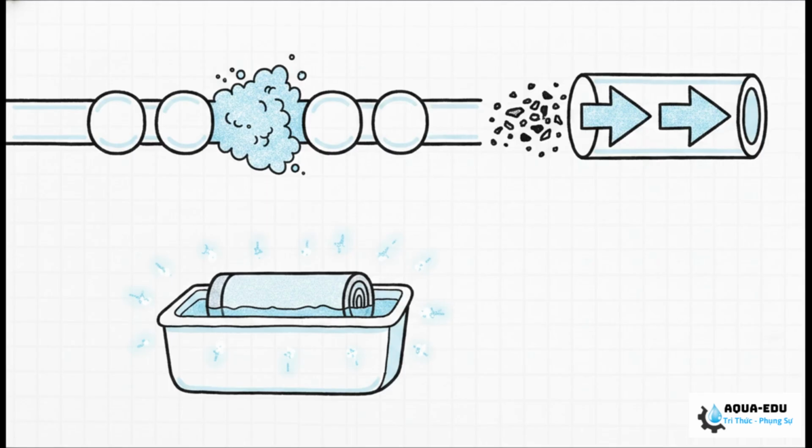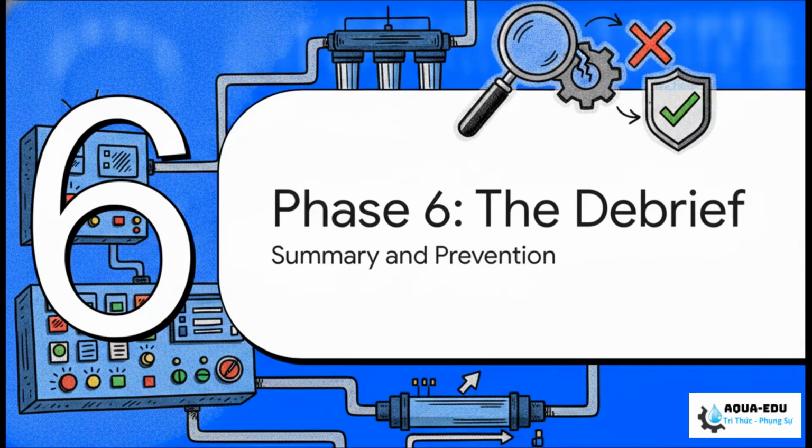And here's an incredibly simple preventative trick. Whenever the plant is shut down for a prolonged time, soak your elements in pure RO permeate. That ultra-pure water naturally dissolves mild scale and loosens up stubborn precipitates, all without needing a single drop of harsh chemicals. And finally, phase 6, the debrief.